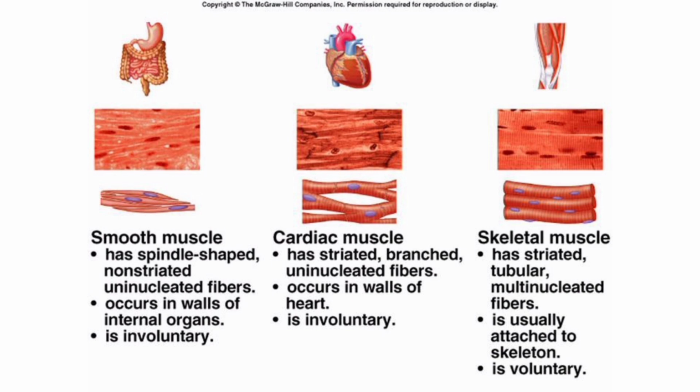First one, skeletal or striated muscle has striated tubular multi-nucleated fibers, is usually attached to the skeleton, and is voluntary. Next one, smooth or non-striated muscle has spindle-shaped non-striated uninucleated fibers, occurs in the walls of internal organs, and is involuntary. Third one, cardiac muscle has striated branched uninucleated fibers, occurs in the walls of the heart, and is involuntary.